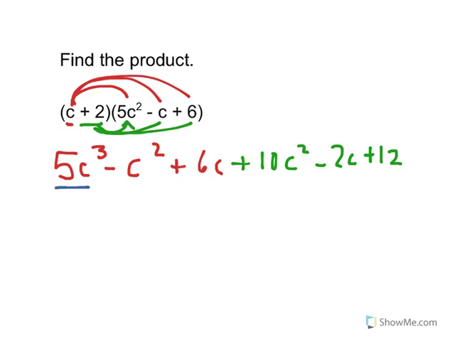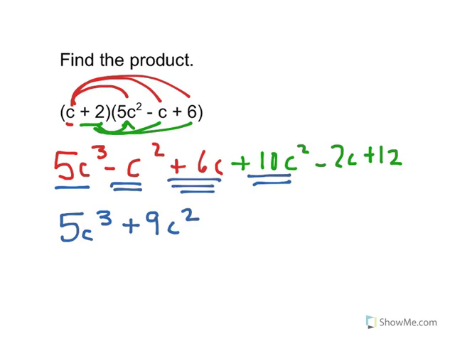Now let's just go through and make sure that we combine like terms. You've got a 5c cubed, which is the largest, so we'll start with that. We've got a c squared here, and I've got a c squared here, so negative 1c squared plus 10c squared is positive 9c squared. Now let's go to the c's. I've got a 6c minus 2c, which is a plus 4c. And then finally at the very end, we've got this plus 12, this constant, which we don't have anything to combine it with.